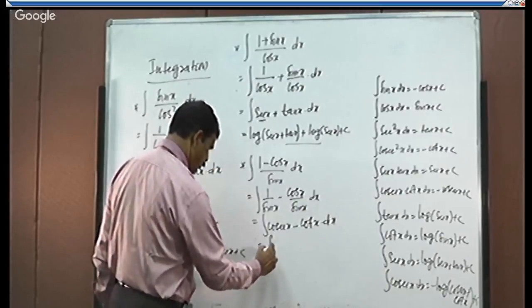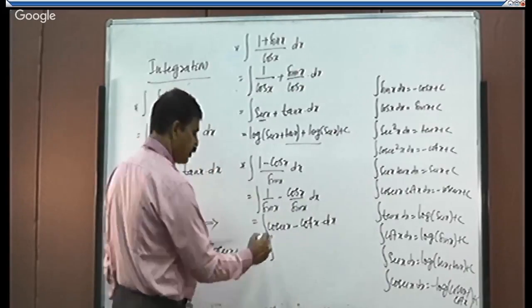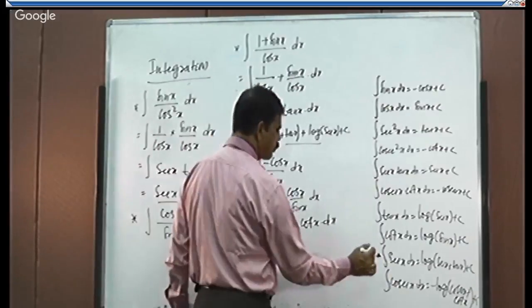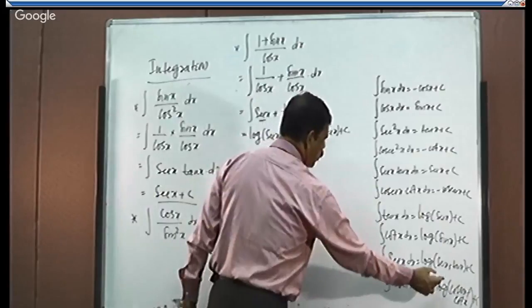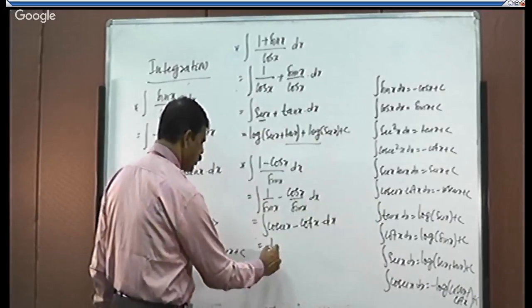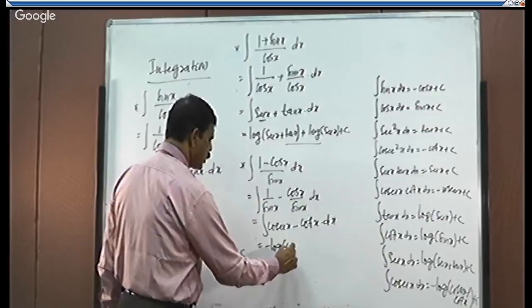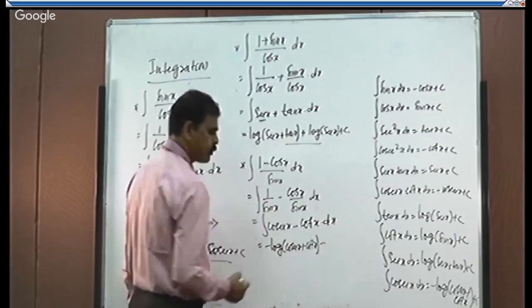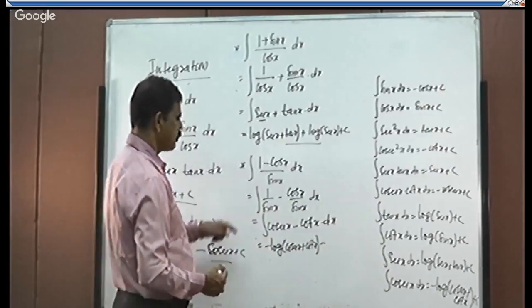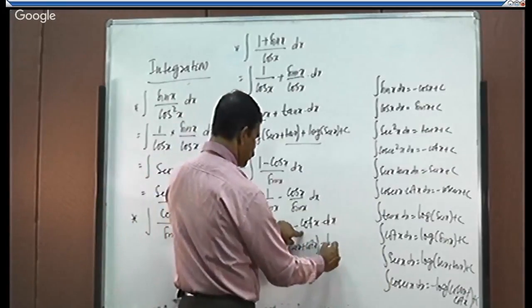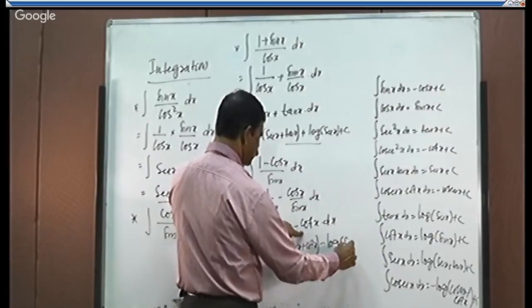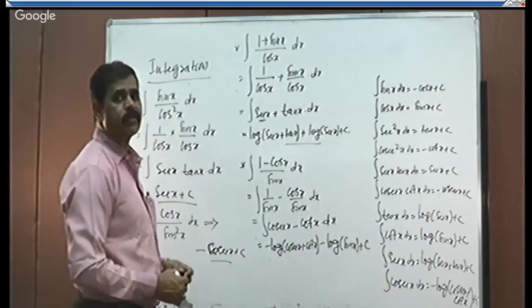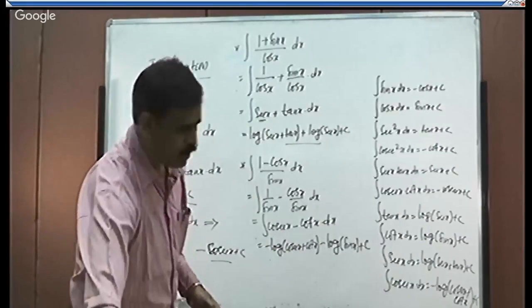This is the sum or difference of two terms. Integration of cosecant x is what? Minus log of cosecant x plus cot x. Integration of cot x is equal to log of sin x plus c, where c is what? Constant of integration, right?